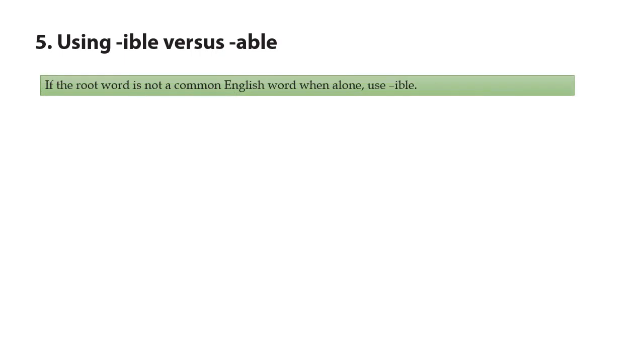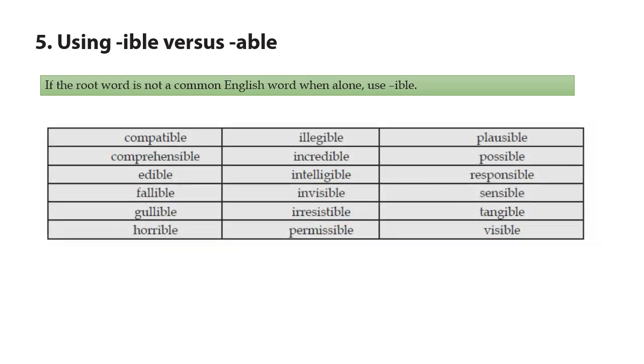If the root word is not a common English word alone, then use IBLE. Here's some examples. So compatible, if you take away the IBLE, compat isn't really a word that we use. Comprehensible, if you take away IBLE, comprehens is not a word that's part of the language. So you can see in these cases they have a Latin root word, and those ones take IBLE, where everything else takes ABLE.